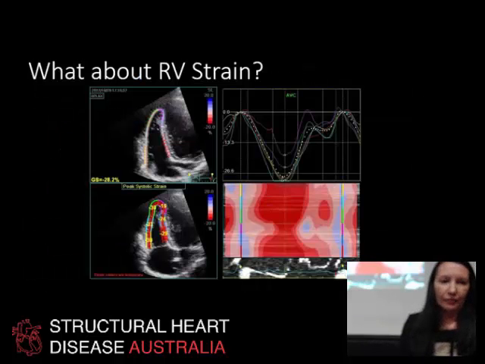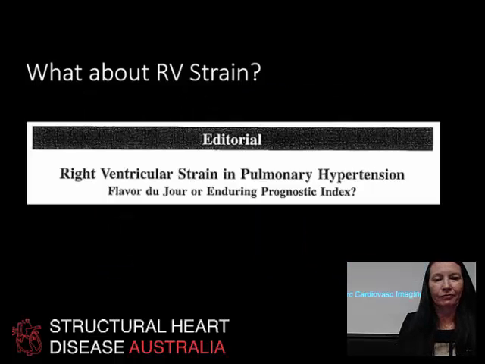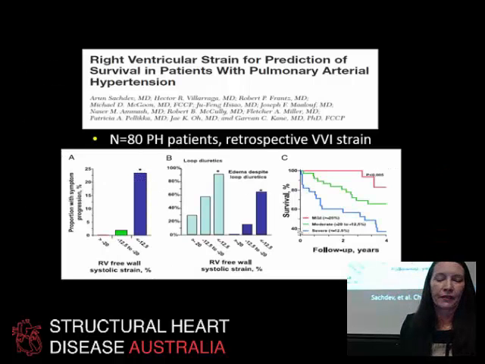Now, what about RV strain? This is a fairly new concept and over the last 5 years has really evolved and come of age, I think. There was this article in 2013 in Circulation Cardiovascular Imaging which says, look, is it actually just the flavour of the day or does it have some value? And I think it really does have some value.